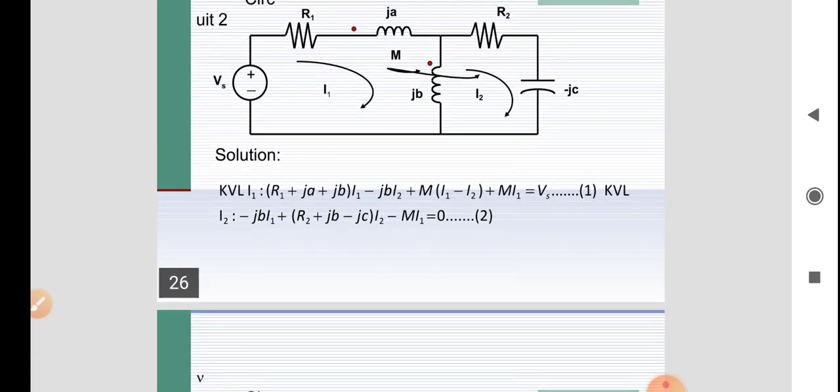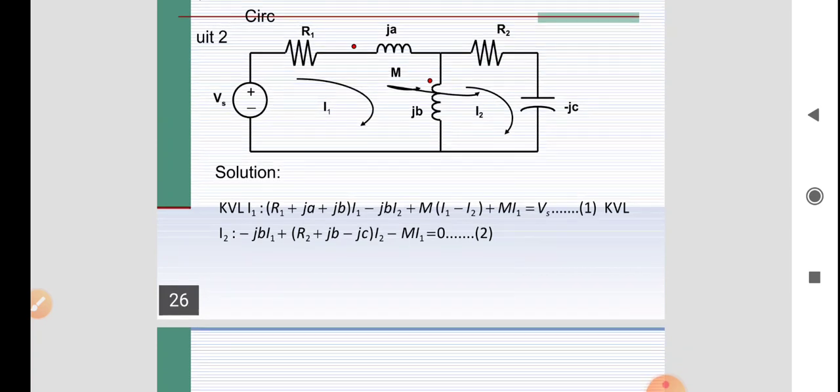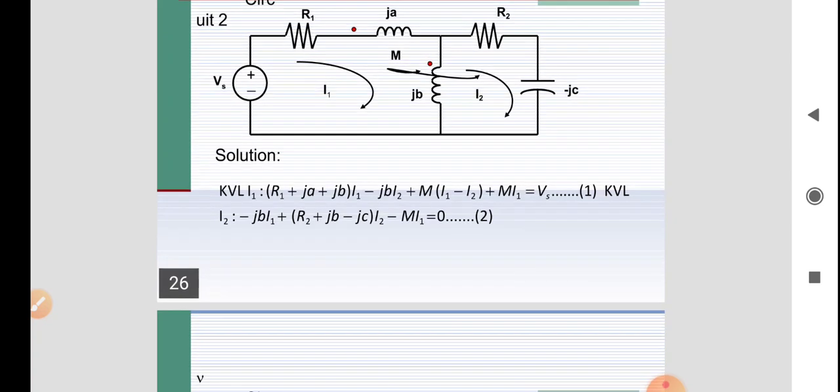Vs. Coming to loop 2, we have the elements R2 minus Jc plus Jb. In all these three elements the current flowing is I2. So R2 plus Jb minus Jc into I2. But in Jb, the I2 current as well as the I1 current is flowing. As both currents are in the opposite direction, Jb into I2 minus I1. As we have already written for I2, the leftover is only for I1, so minus Jb into I1.